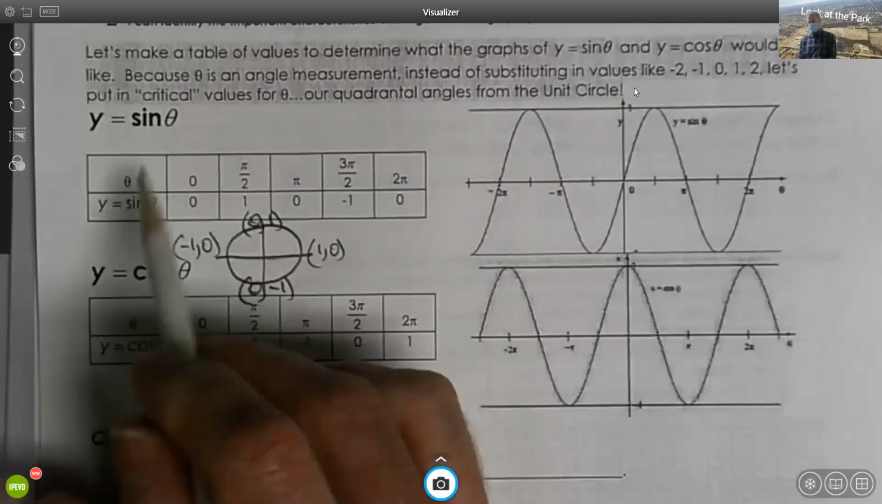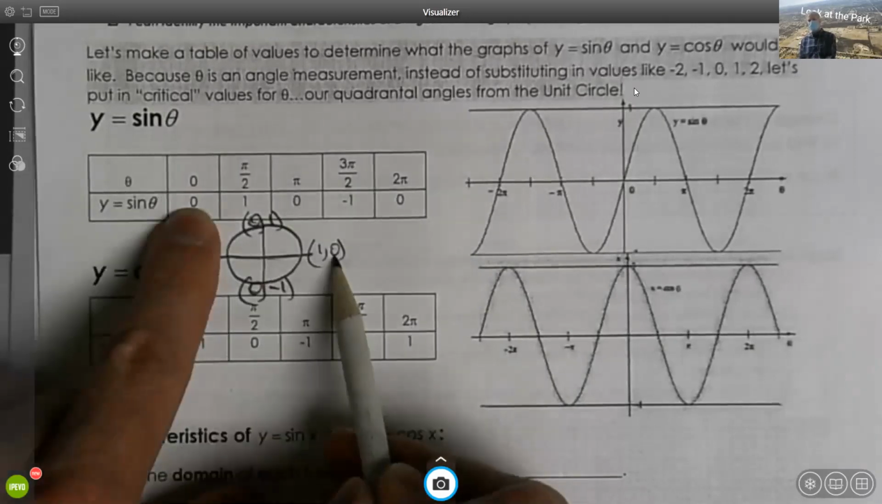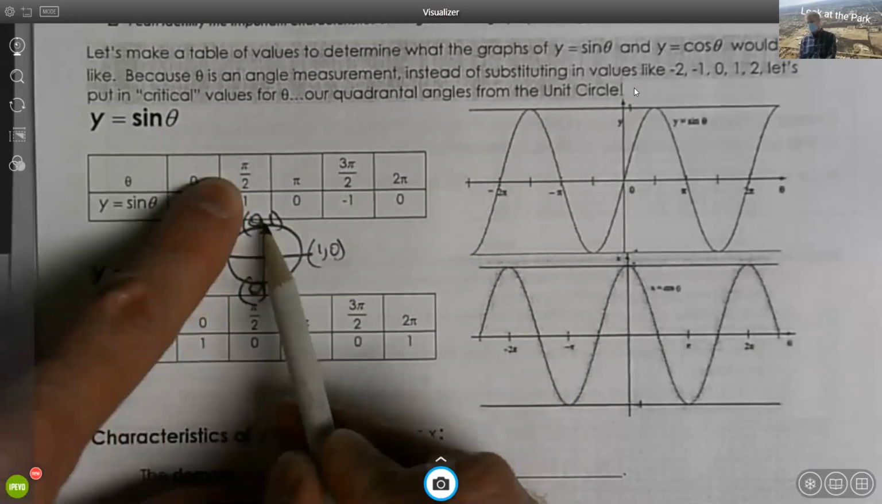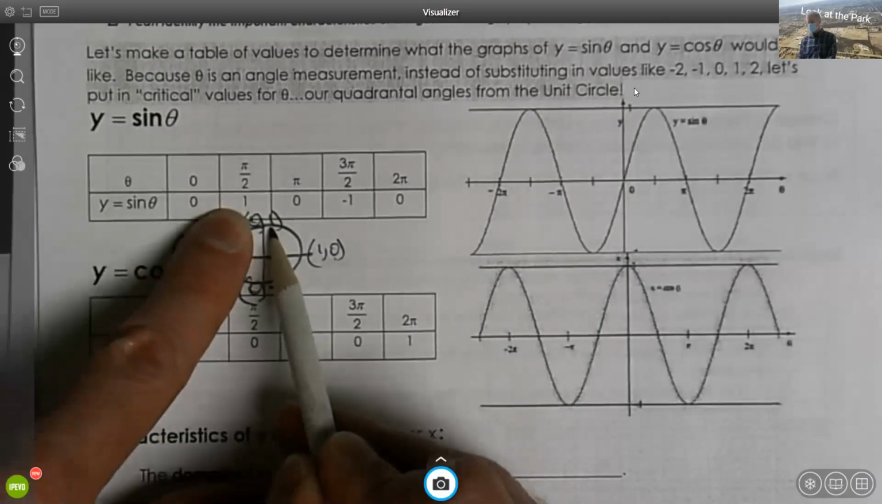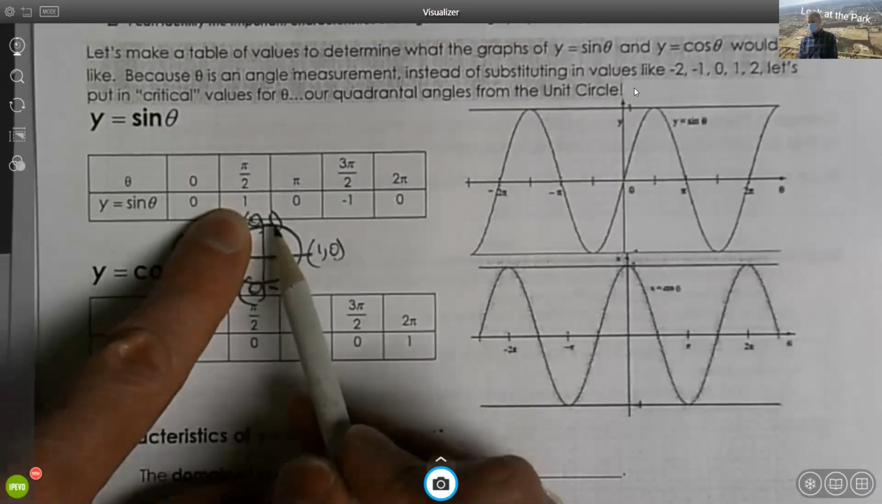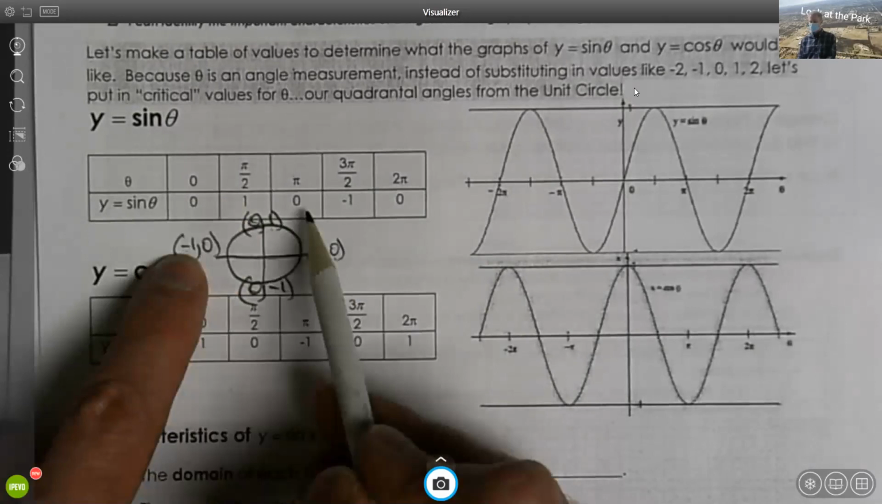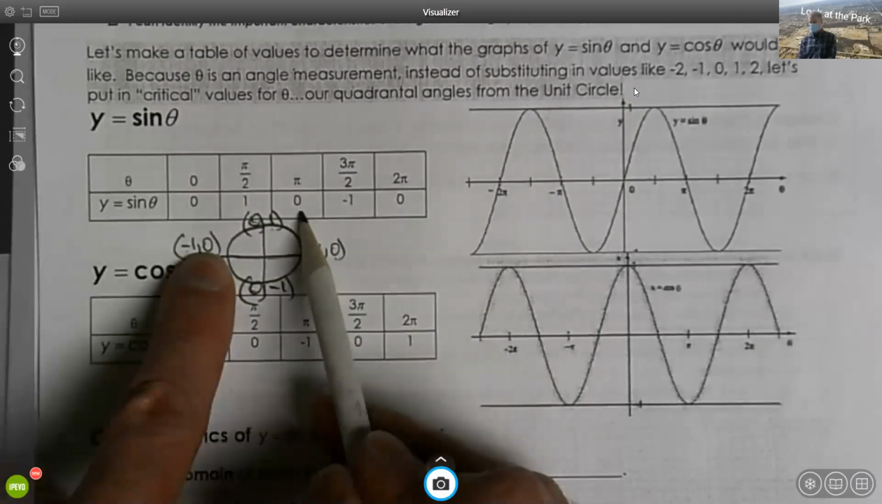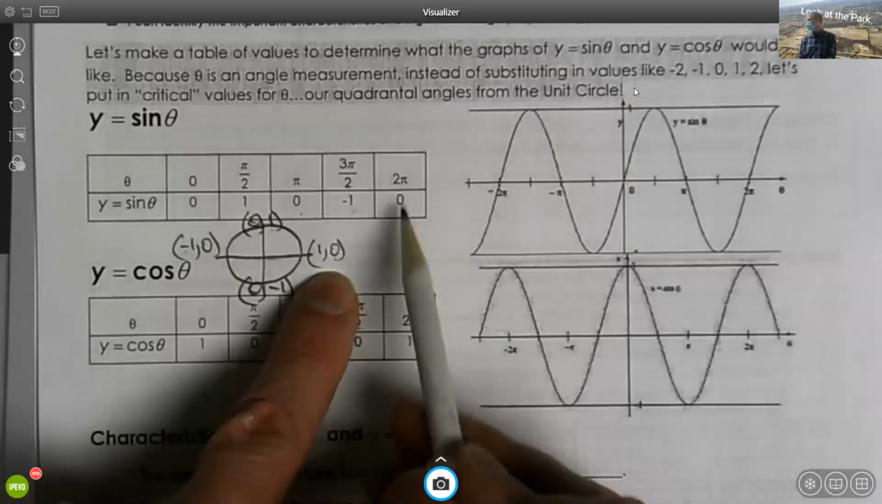If we're going to talk about sine, that's the y value. At 0 degrees, we're at 0. At 90 degrees, or pi over 2, we're at 1. So if you're looking here at the unit circle, you'll see that the values are matching up right with what the unit circle would be. At pi, the y value is 0. At 3 pi over 2, we're at -1, and at 2 pi, we're at 0.